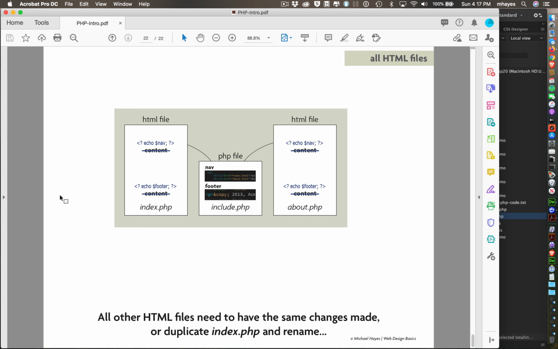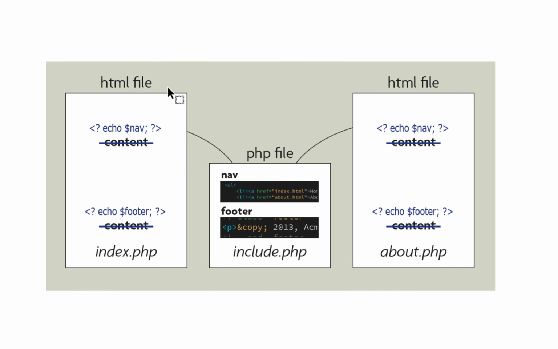Yes, just a summary. Let's zoom in on this a little bit. I've now taken my HTML file and renamed it to index.php. I created my include.php file, and in that I put the code to create the nav and the footer variables. Then I took the content of nav and put it over here, and the content for footer I put over here in the footer variable. And then I replaced the actual content with echo commands. So that's the process we've gone through.